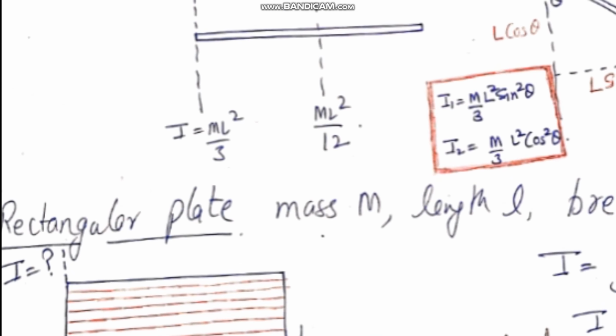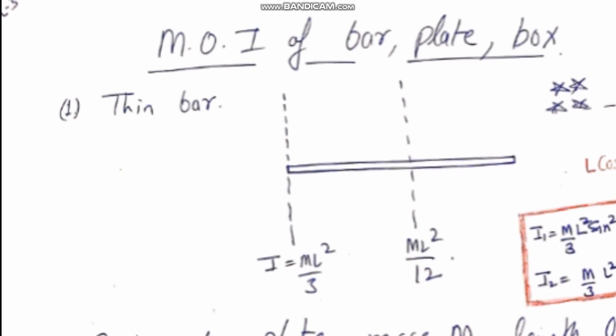So I start with this information, that the moment of inertia of a thin bar, this is a thin bar, about the axis which is perpendicular to its length and passing through one end, is ml square by 3. Right, so this is the result that I am going to use, and I will use this to evaluate moment of inertia for a bar, for a plate, for a box about a different axis. Let us see how.